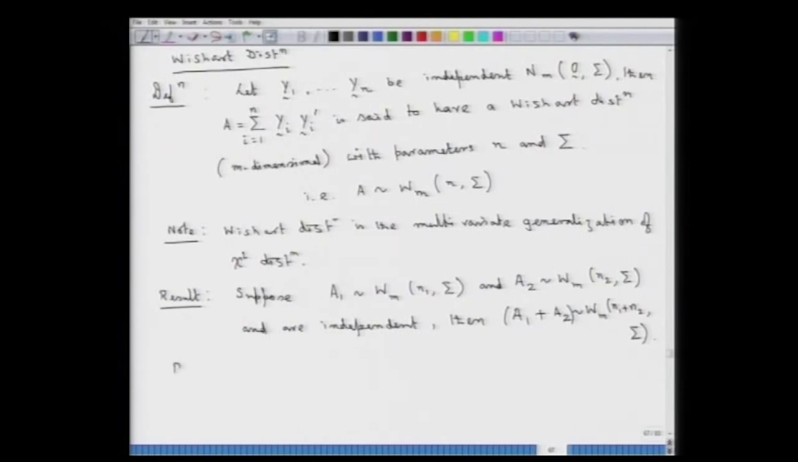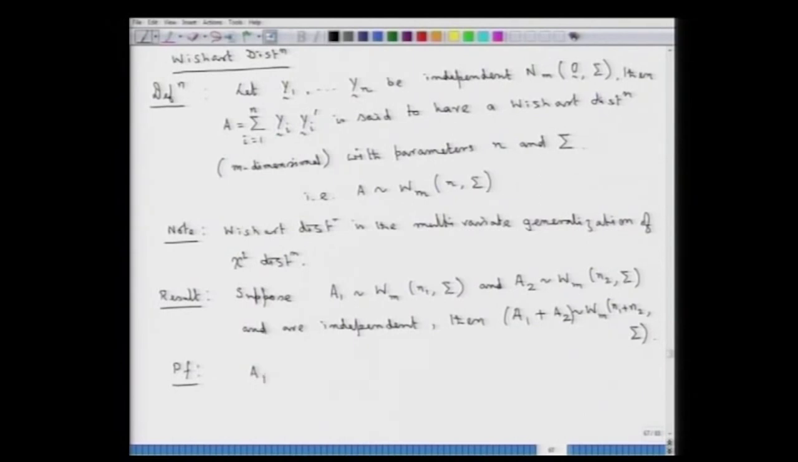Now, how do we prove this particular result? This result can be proved in various ways: using the joint probability density function of the Wishart distribution, or using the characteristic function of the Wishart distribution. Because we have not yet looked at the characteristic function of the Wishart distribution, what we will do is just use the definition of the Wishart distribution in order to prove the additive property.